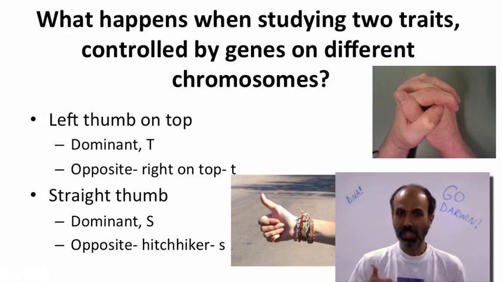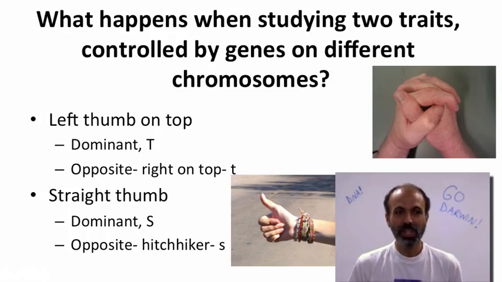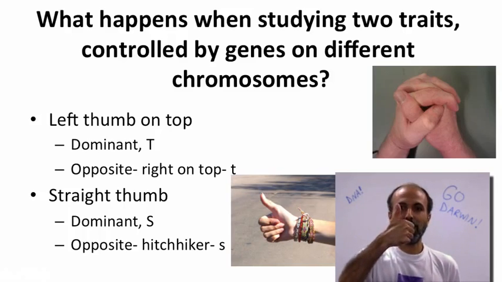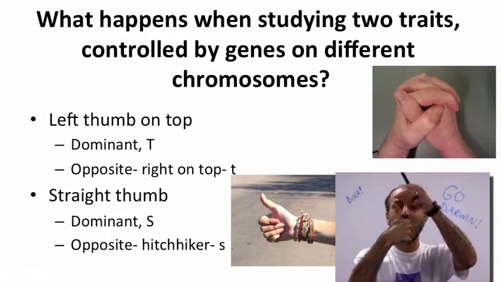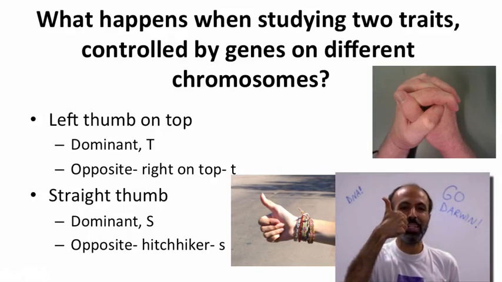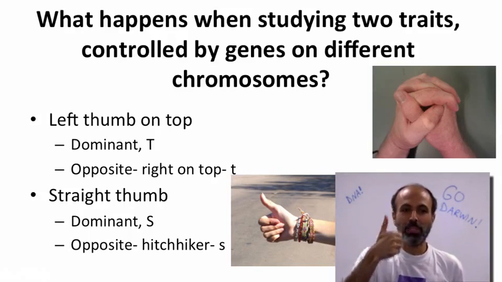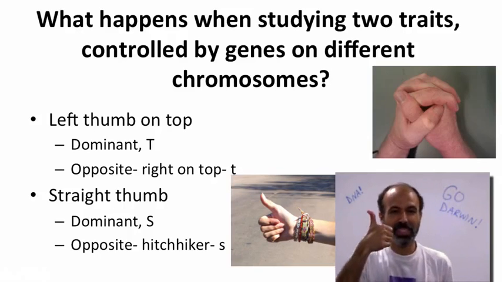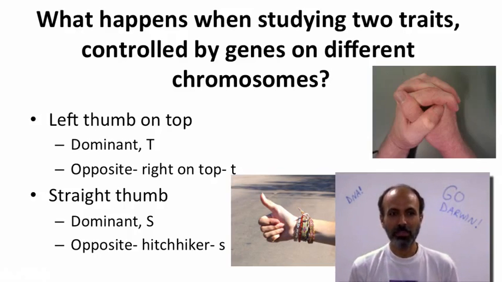The other trait we'll look at, again dealing with thumbs because they're easy to show, is straight thumb, which sort of looks like this, or hitchhiker's thumb, which is mine, definitely much more hitchhiker, where it comes really far back. It's thought that straight thumb is dominant, so I have both recessive things in this case, whereas the hitchhiker thumb is recessive.